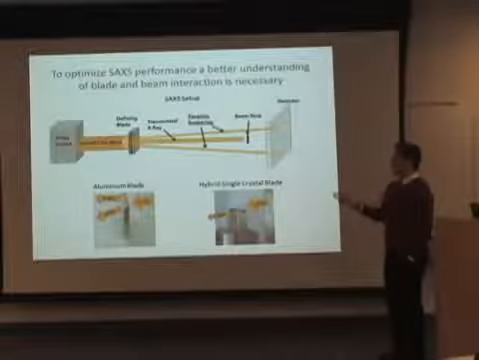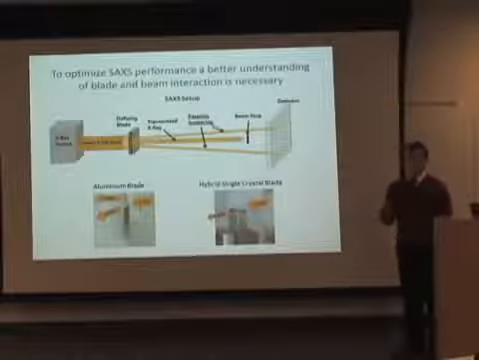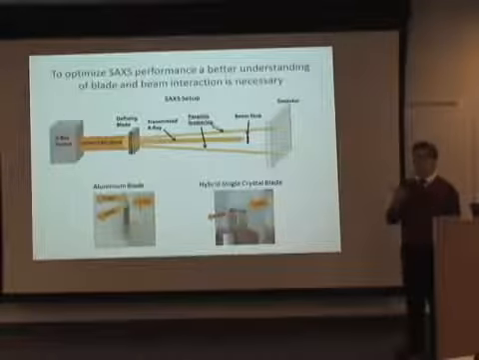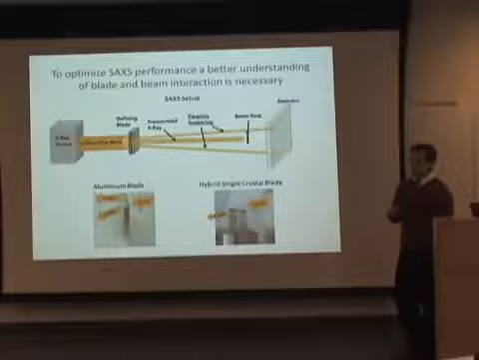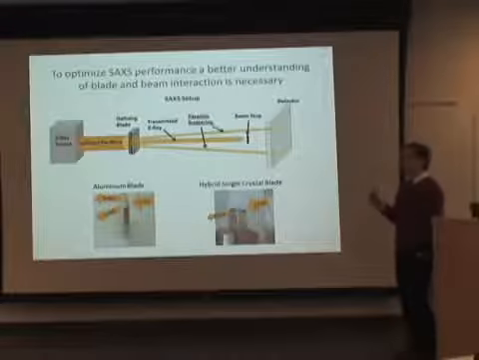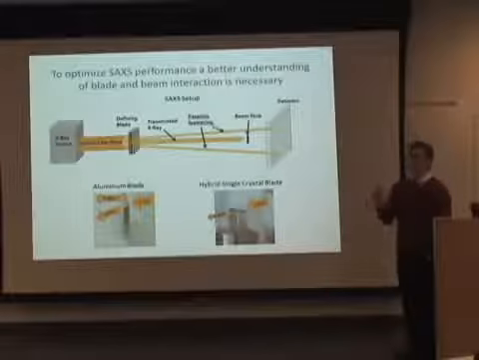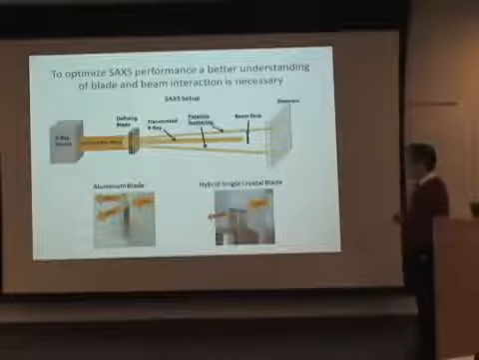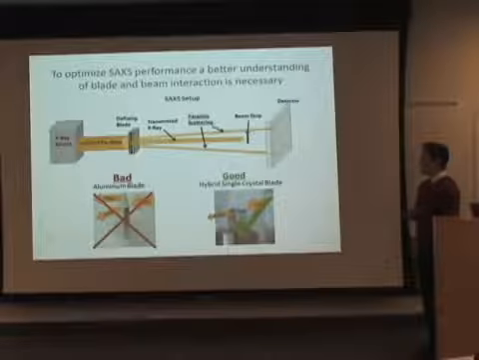And the aluminum blade, in this case I used aluminum for my control, was very bad at stopping parasitic scattering, which is the scattering that occurs when the blade intersects the beam. And the reason we want to decrease parasitic scattering is because it is detrimental to our data collection, because we are trying to understand the scattering from the material, not from the blade interacting with the X-ray. So this is bad, this is good.